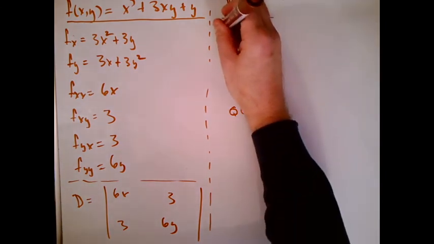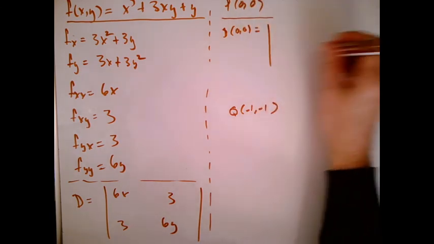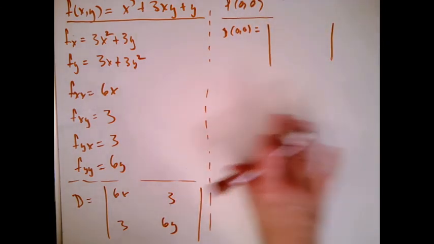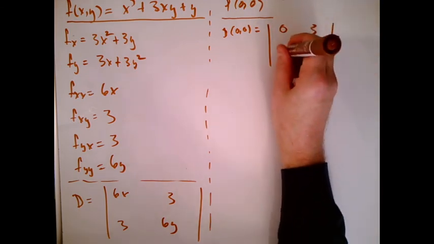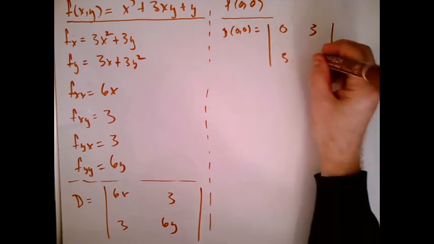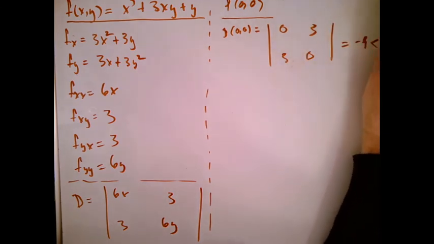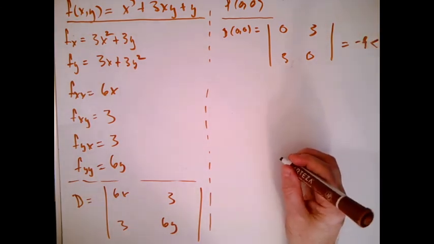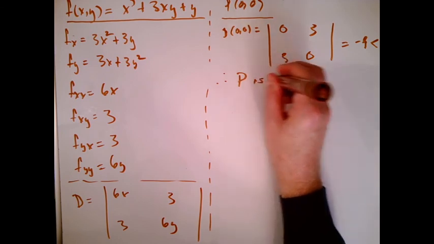When I plug in D of (0, 0) here, that's 0 for x and 0 for y. What I'm going to get is 0, 3, 3, 0. When I take the determinant of that, I get -9, which is less than 0. And according to the second derivative test, that tells us that P is a saddle point.